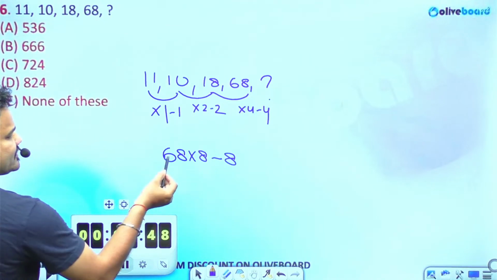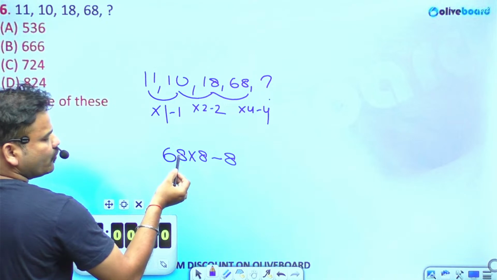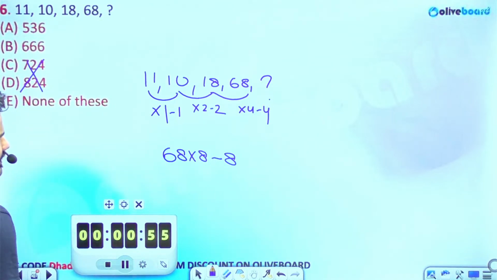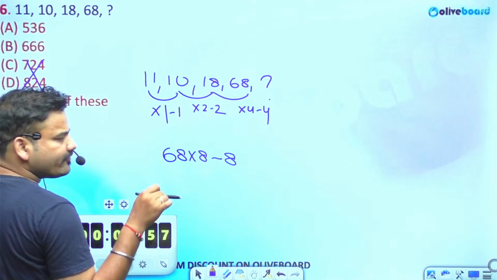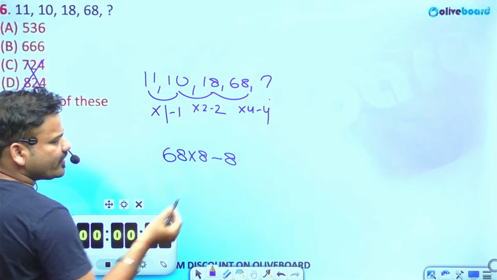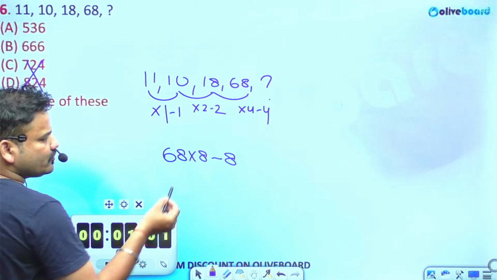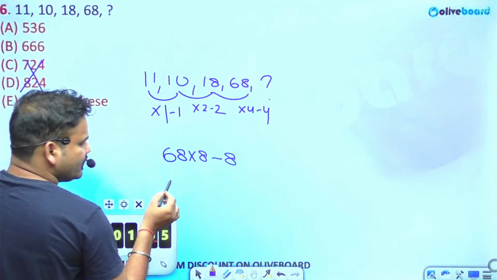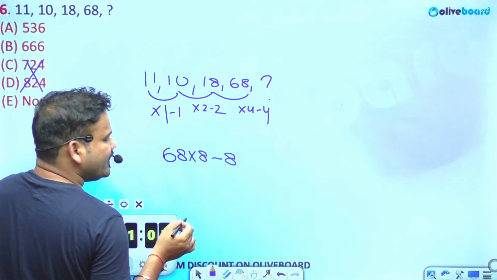8 into 8 is 64. So 14 minus 8 is 6. So the unit place has to be 6. So these two numbers are eliminated. 68 is 8, 6, 14. Going for digital sums, or you can take 8 common also. The moment you take 8 common, this will be 68 minus 1, that is 8 into 67. 8 into 67 will be the result.